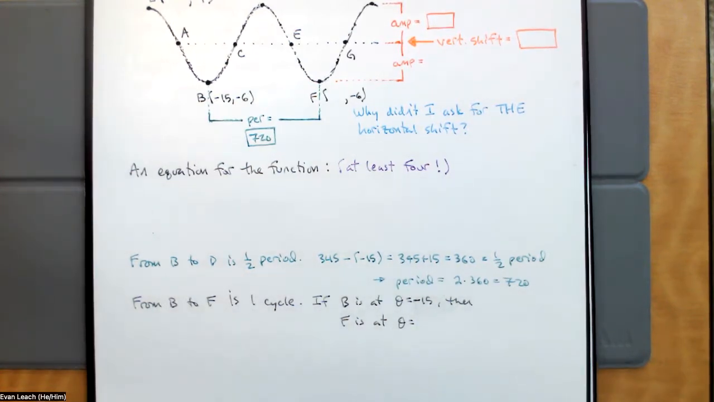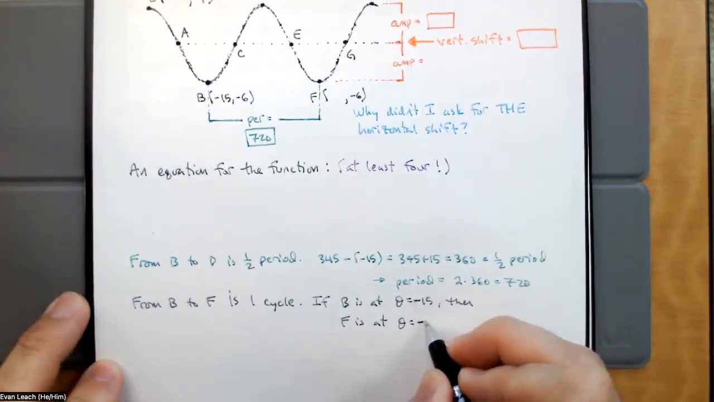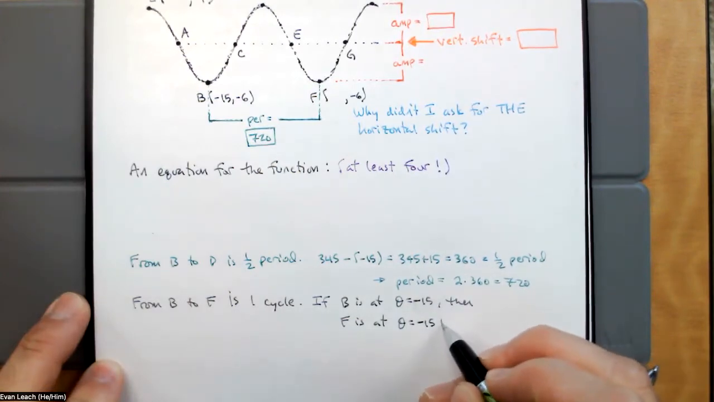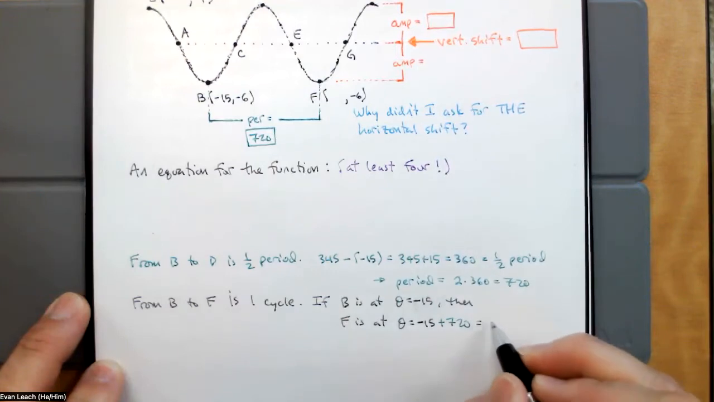So how am I going to take that negative 15 and combine it with the 720 to figure out where the theta coordinate of F is at? What do we do? We just add them because the period is 720 degrees apart. So if we start at negative 15, we add 720, and that'll tell us where we end. So we'll take the negative 15 plus the 720. So that's going to be 705.